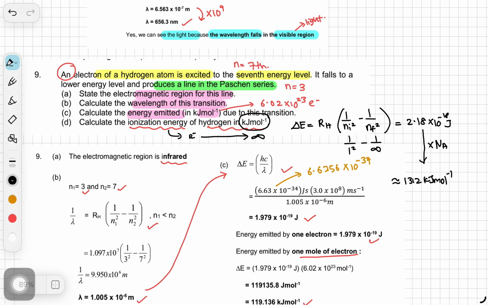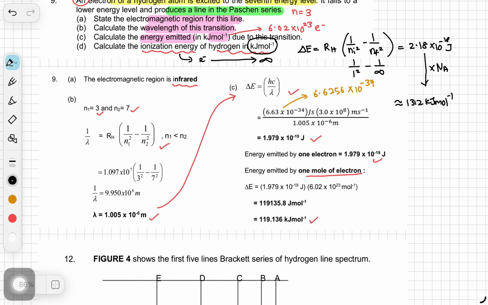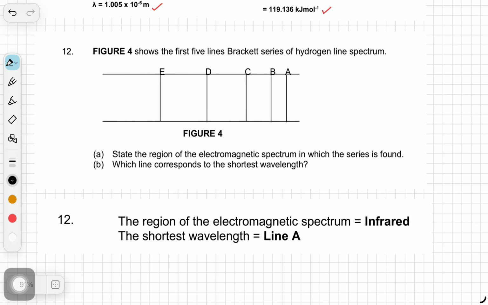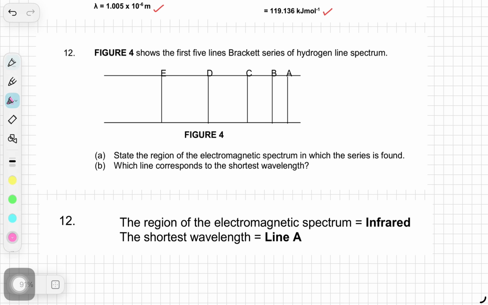Right. So let's continue with the final question for this video, which should be question number 12. Very straightforward and simple question, not asking you to draw anything, just to understand that these are the first 5 lines in the Brackett series. State the region, again a very simple answer, infrared, and which would be the shortest wavelength. Shortest wavelength would be that with the highest energy, and I would say it's A. A has got the highest energy.